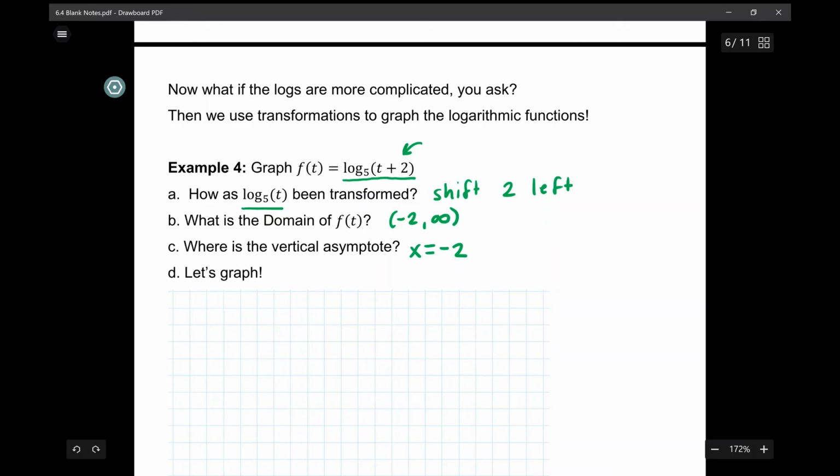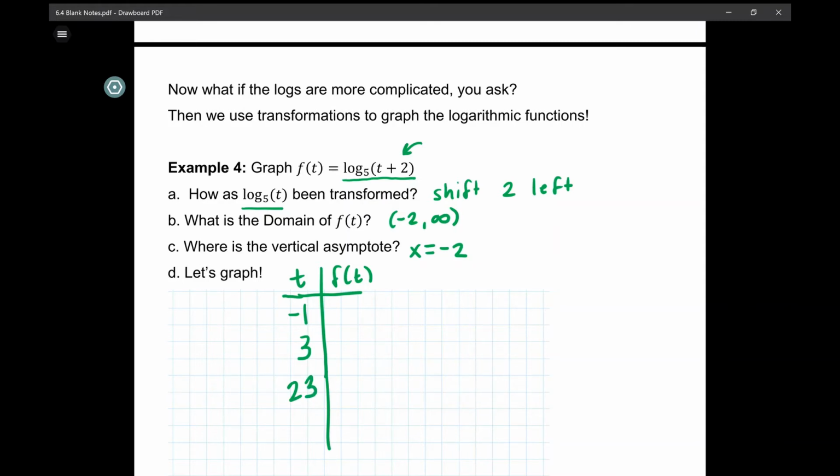So what we're going to do is find some values for this function and graph it on our previous graph and do a little comparison. So let's just make a table of values here, and I think I might just put it on that same graph, t and f of t. And the values I'm going to pick are negative 1, and I'm going to pick 3, and I'm going to pick 23.